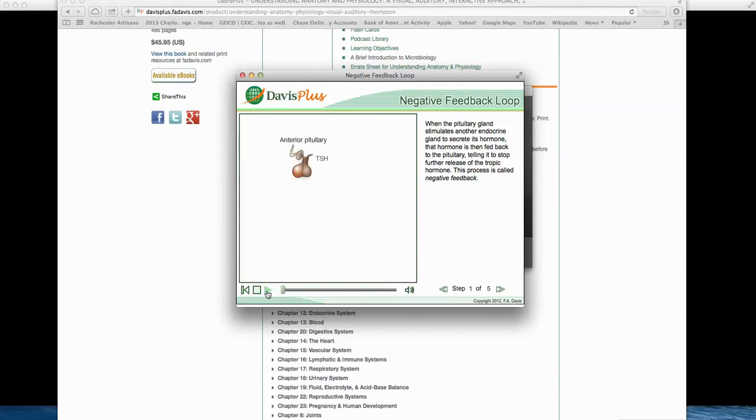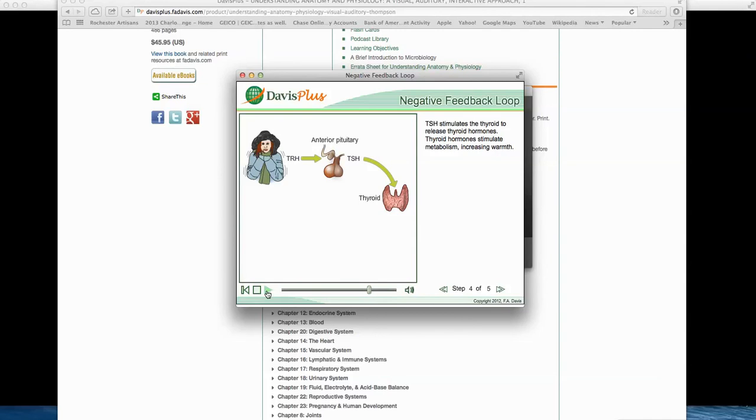When the pituitary gland stimulates another endocrine gland to secrete its hormone, that hormone is then fed back to the pituitary, telling it to stop further release of the tropic hormone. This process is called negative feedback. Negative feedback loops are used extensively to regulate hormones in the hypothalamic pituitary axis. The regulation of body temperature illustrates the negative feedback process. When body temperature decreases, the hypothalamus is stimulated to release thyrotropin-releasing hormone, or TRH. In turn, TRH stimulates the anterior pituitary to release thyroid-stimulating hormone, or TSH. TSH stimulates the thyroid to release thyroid hormones. Thyroid hormones stimulate metabolism, increasing warmth. At the same time, the increased thyroid hormone inhibits release of TSH by the pituitary. This is an example of negative feedback.